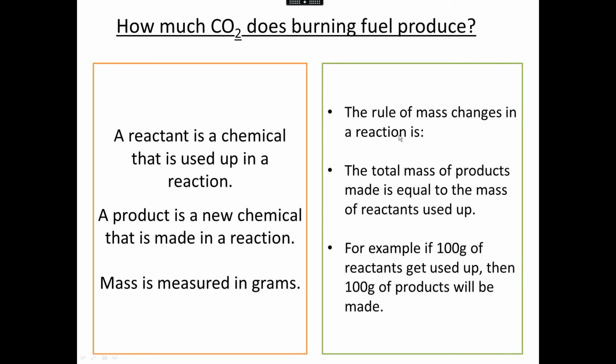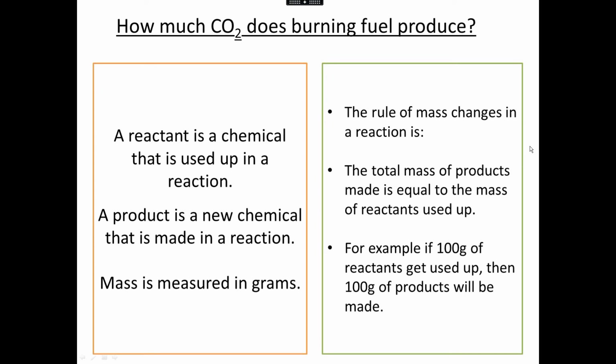The rule of mass change is the total mass of products is equal to the mass of reactants. You can write that either way round. You can say the total mass of reactants is equal to the total mass of products. For example, if 100 grams of reactants gets used up, then a total of 100 grams of products will get made.